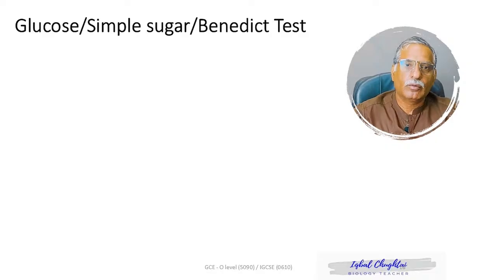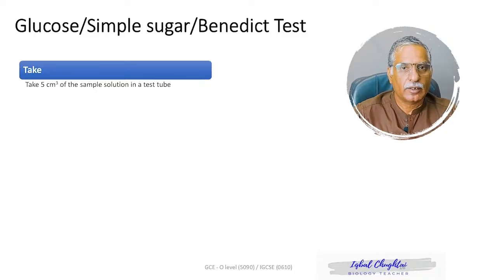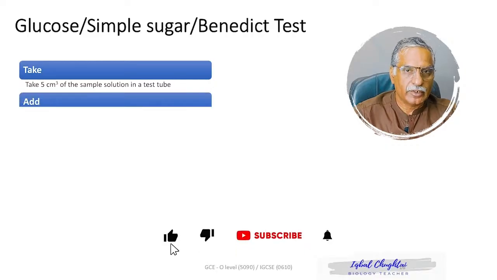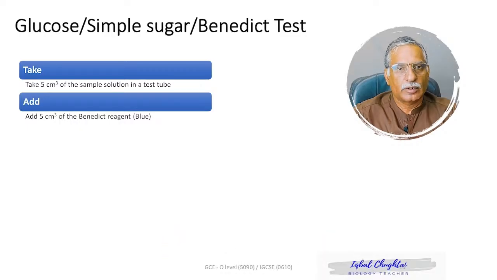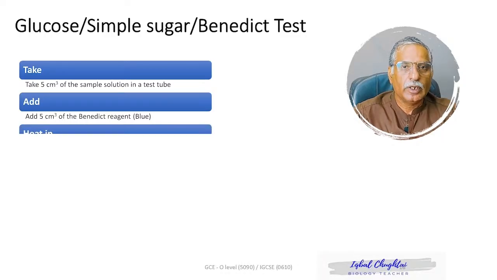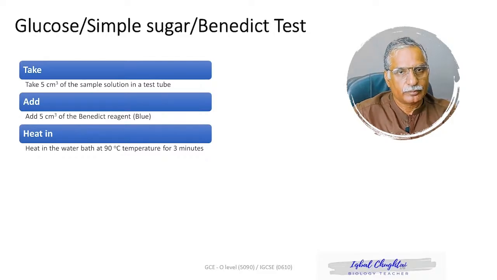So what we do, we take a test tube. In that test tube, we add 5 cm cube of sample solution that we are expecting to contain glucose, and we add 5 cm cube of Benedict reagent. Benedict reagent has got blue color, so when it is added to the test tube, the whole mixture turns blue. So we heat that mixture in the test tube in the water bath, approximately at 90 degrees Celsius temperature for approximately 180 seconds, and we observe the color change.